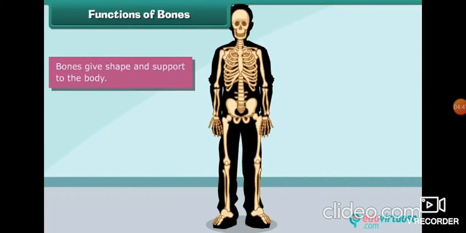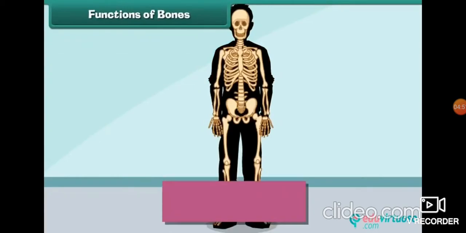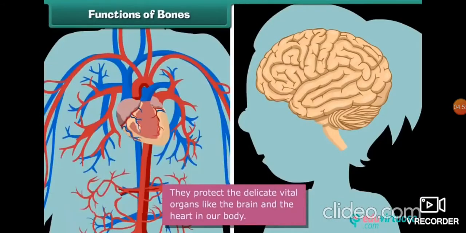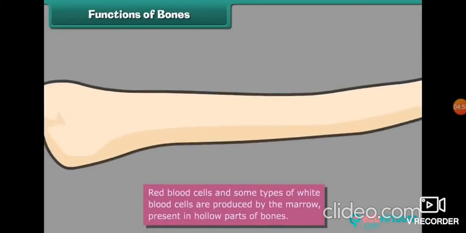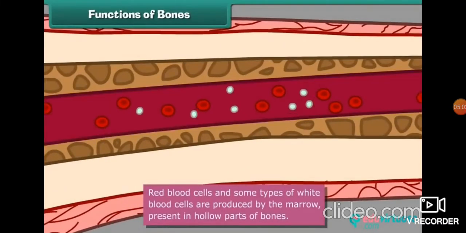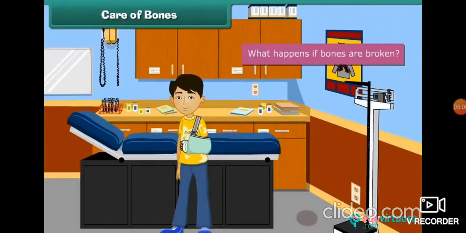Bones give shape and support to the body. They help in body movement. They protect the delicate soft organs like the brain and heart in our body. Red blood cells and some types of white blood cells are produced by the marrow, which is present in the hollow parts of the bones. We call it bone marrow also.